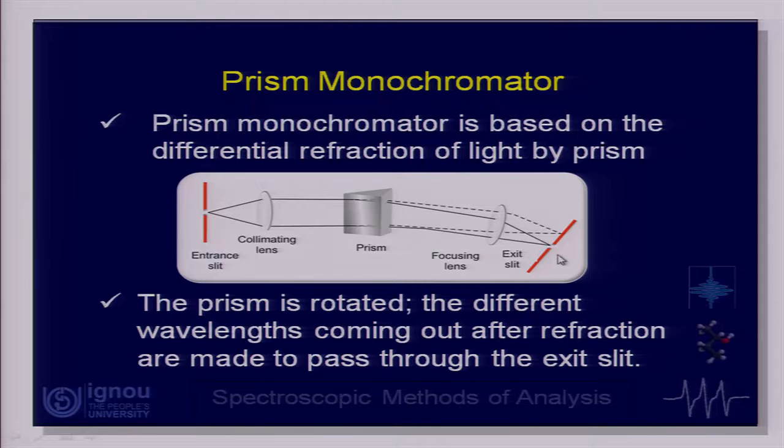Suppose I want to get wavelength lambda 1 for a given wavelength. What I do is I make the prism rotate in such a fashion that only that particular wavelength is allowed to pass through. I rotate it further, another wavelength comes, and so on and so forth. This is all done by computer control. That means, we rotate this prism in such a fashion that we get our desired wavelength from the exit slit.